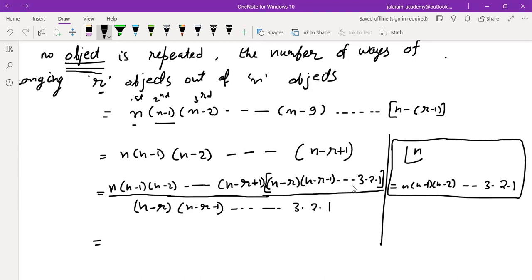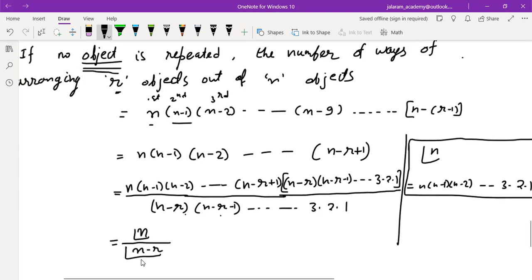Now, can you tell the meaning of this numerator? This n into n minus 1 into n minus 2 till 3 into 2 into 1. Is it not factorial n? Yes, sir. And the denominator? N minus r, n minus r minus 1, and so on till 3 into 2 into 1. So it is what? The factorial of n minus r.